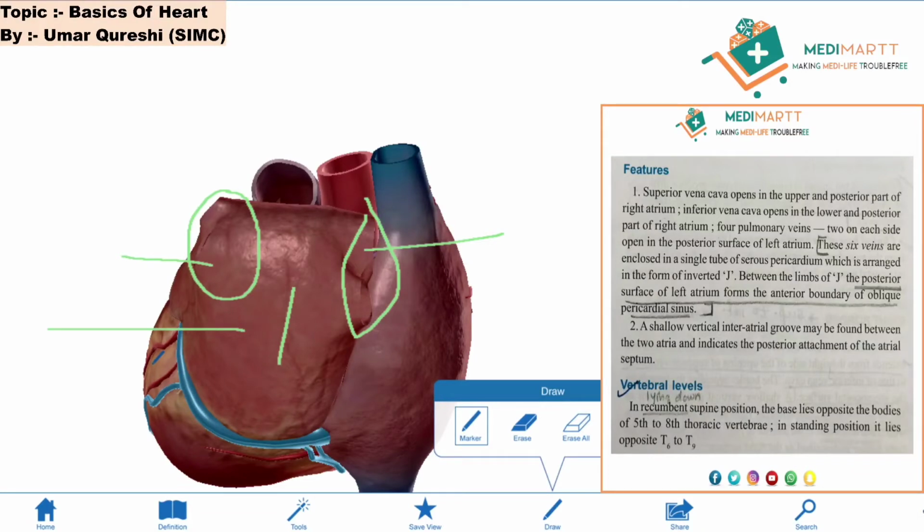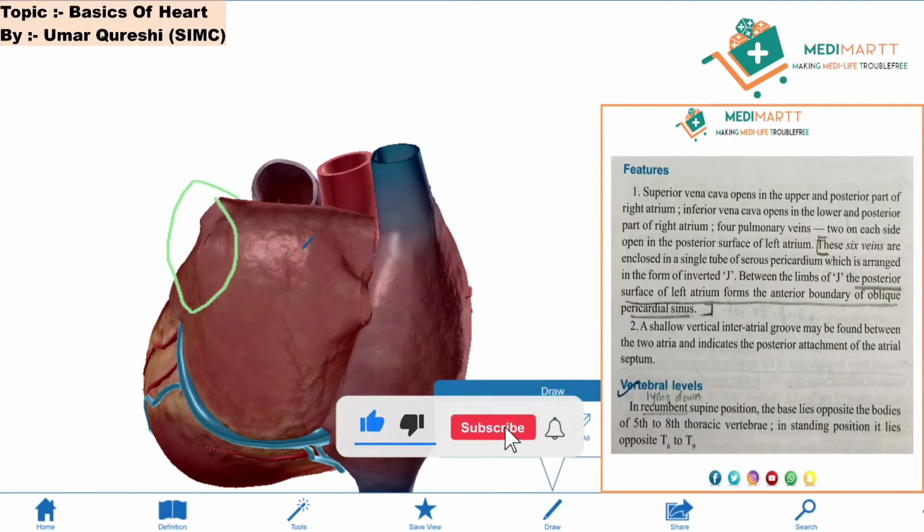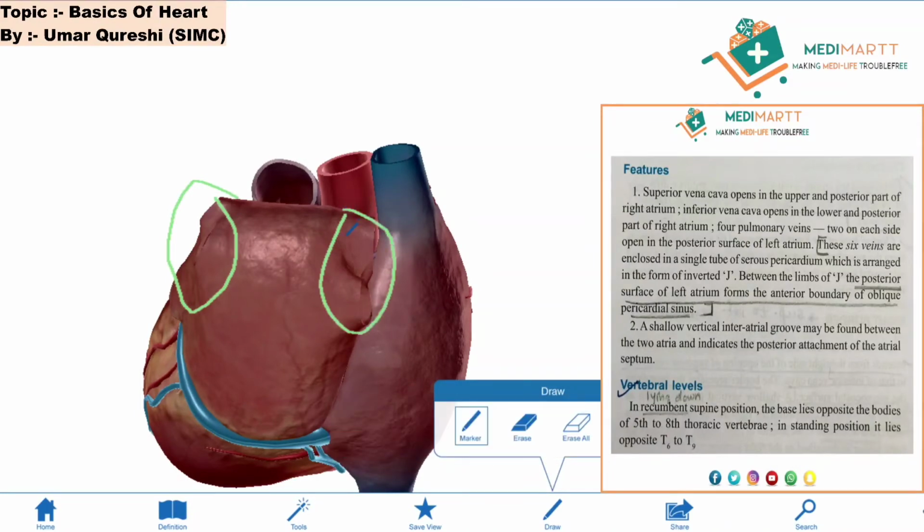Then these 6 veins are enclosed in a single tube of serous pericardium. Which 6 veins? These 2 pulmonary veins, then these 2 pulmonary veins, that makes 4. Then the superior vena cava and the inferior vena cava, so in total 6 veins. What A.K. Datta is trying to say is that these 6 veins are enclosed in a single tube of serous pericardium, which is arranged in the form of an inverted J shape.